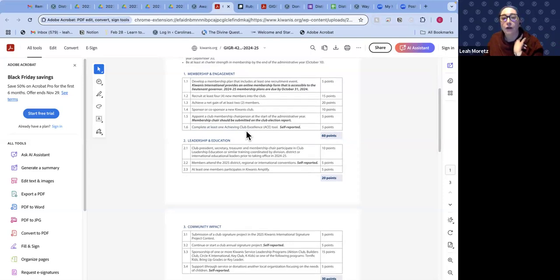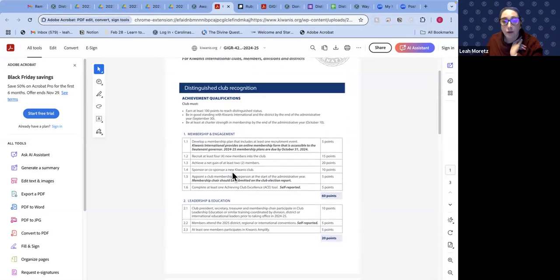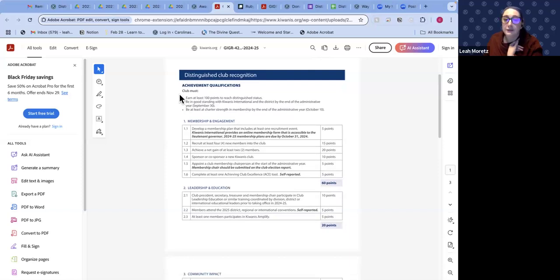So those 3 things are very doable. If you do those 3 things and you do everything else on the Distinguished Club criteria, you will reach 100 points. And that's what you have to be distinguished next year. And you have to be in good standing. What does that mean? That means you pay your dues on time. So if you pay your dues on time, which I believe is very reasonable to ask, that means you pay your dues by November 30th, or they'll even cut you slack to December 30th if you're having problems.